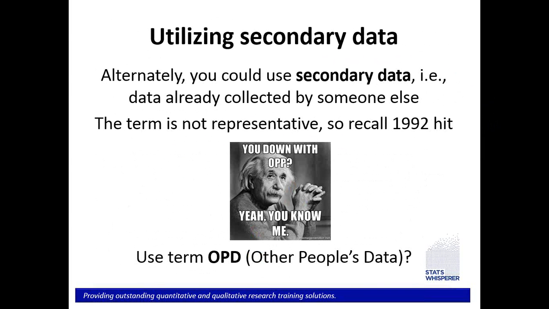Now, secondary data, utilizing secondary data. That's our second data source. So alternately, we could use secondary data. Now, secondary data are data that are already collected by someone else. I've always considered the term as not really representative of what secondary data are. It's called secondary, but it's gathered by somebody else.